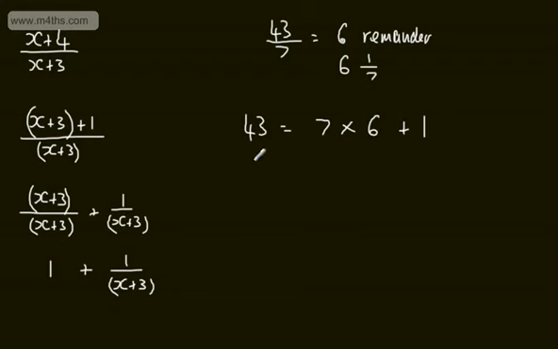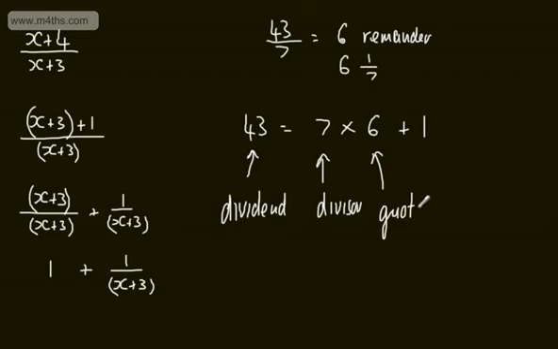We call this the dividend. What we're dividing, the 43, is the dividend. This is what we call the divisor. This is going to be what we call the quotient. In this case, the quotient was 6. And the 1 is what we call the remainder. Now, if we have a remainder of 0, we can see that whatever we were dividing by was a factor.